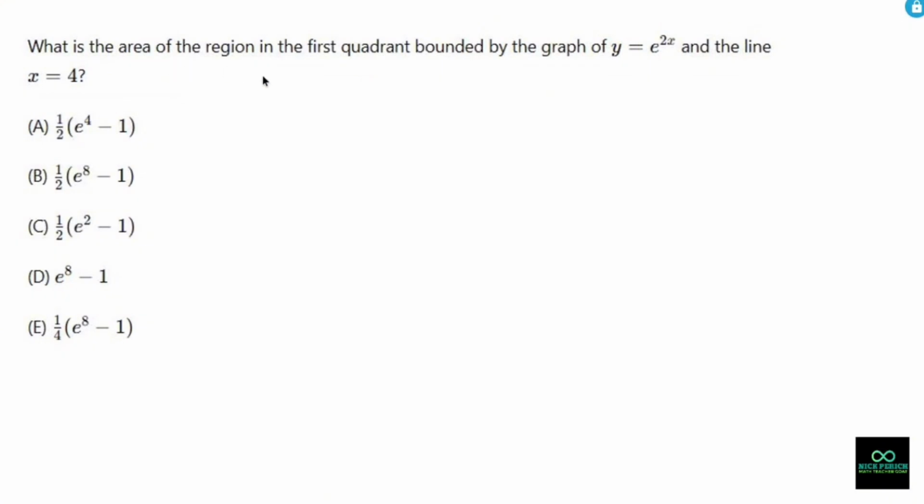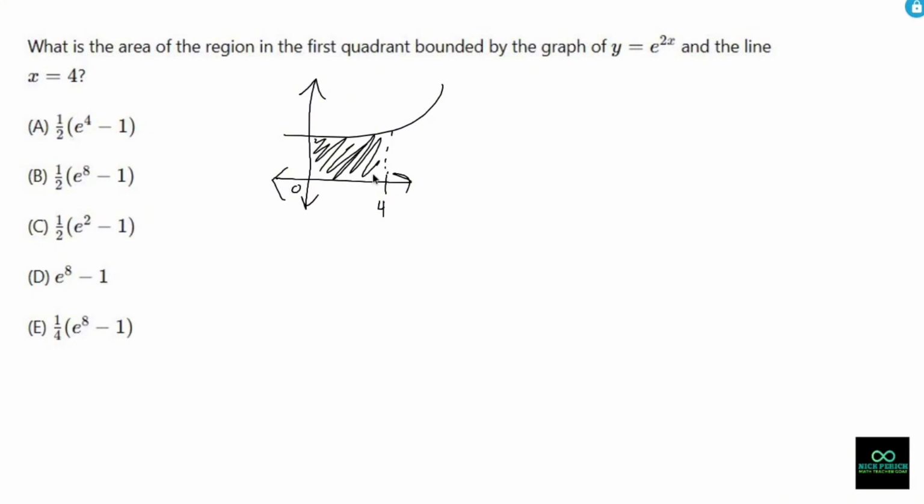What is the area of the region in the first quadrant bounded by the graph of y equals e to the 2x and the line x equals 4? Quadrant 1 only. So let's draw quadrant 1 only. E to the 2x looks a little something like this. So you care about stuff that happens between 0, because it's first quadrant, and 4, because of that line. And so we need to find the area trapped in here.